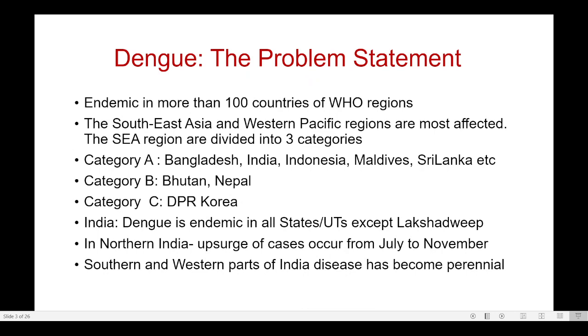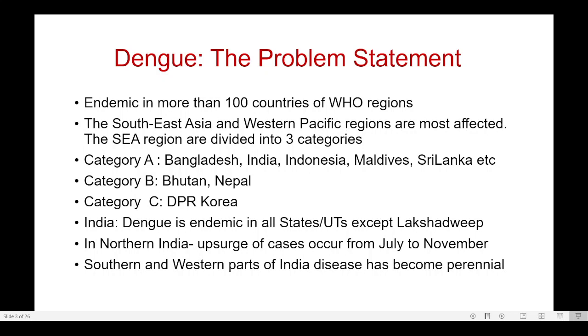Dengue, the problem statement. It is endemic in more than 100 countries of WHO regions, but the most affected parts are the Southeast Asian region and Western Pacific. Depending on the affection, the Southeast Asian countries are divided into 3 categories. Category 1: Bangladesh, India, Indonesia, Maldives, Sri Lanka belong to this category. The characteristic feature of this category is hyperendemicity, that means incidence and prevalence are both high and it affects all ages.